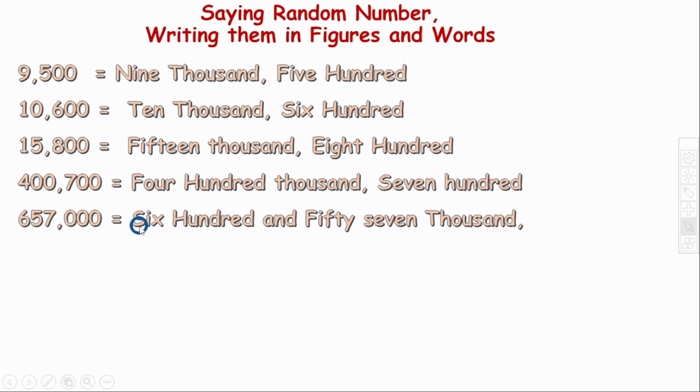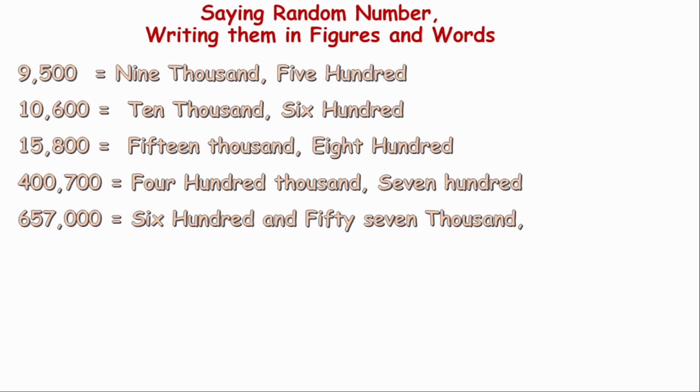So how do we write it in words? 600: S-I-X H-U-N-D-R-E-D, and 57,000: F-I-F-T-Y, S-E-V-E-N, T-H-O-U-S-A-N-D. That's 657,000.